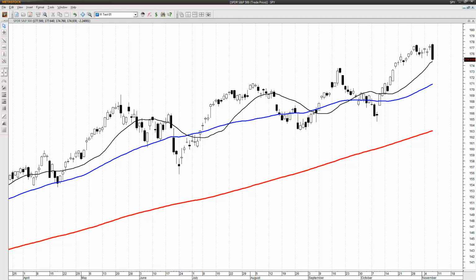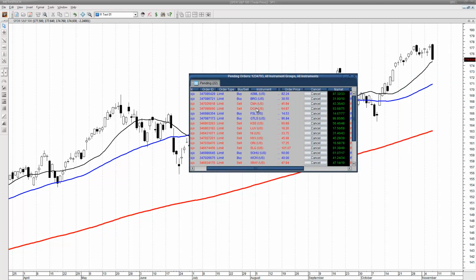So take a quick look at all my levels. ASML 82.24, BRO 30.55, CMA 45.84, DGX 64.87, FSL 14.53, that was a buy, GTLS 96.84, buy limit, KSS 60.89, Southwest Airlines short sell limit at 18.20, New Resources 30.75, short sell, Euronext 45.98, short sell, Air Republic 17.25, short sell, SLG 101.07, short sell, Soho buy at 60, WCN at 40, a buy limit, and X-Ray 47.84, that's a short sell limit.